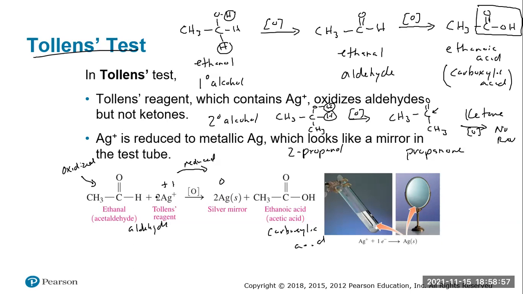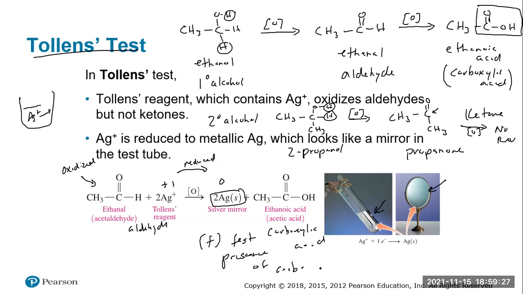And the result of that is the silver, which starts out as an ion floating around in the solution, comes out of solution and becomes solid silver, which is why this is sometimes referred to as the mirror test. You see this really silver color that occurs, and that is a positive test for the presence of a carboxylic acid. And that means that we did start in this case with an aldehyde.